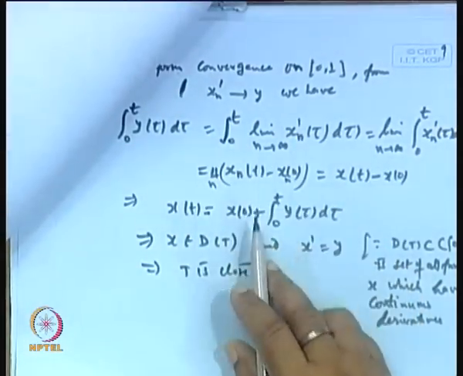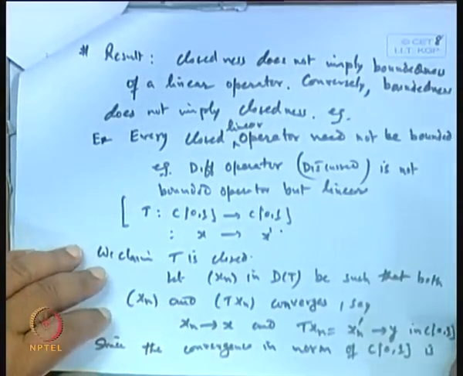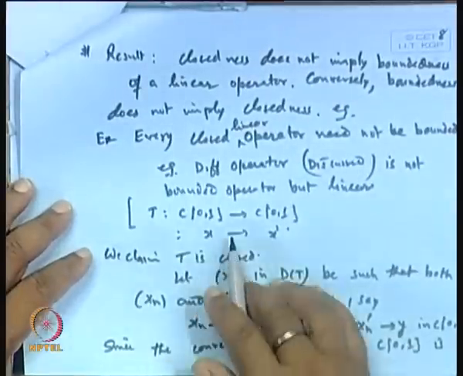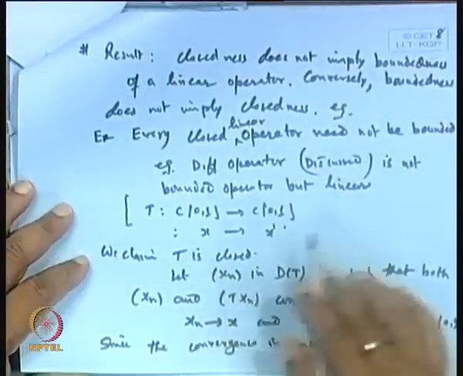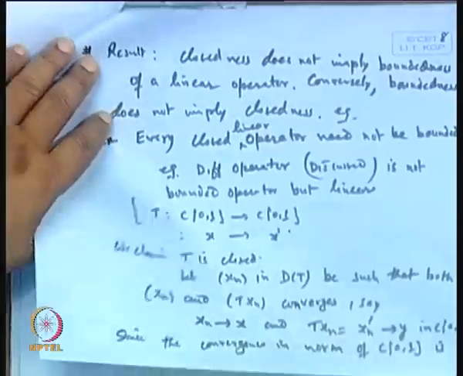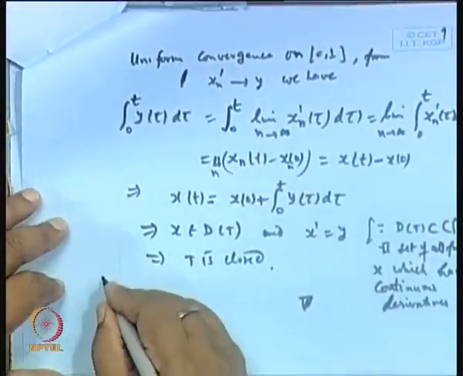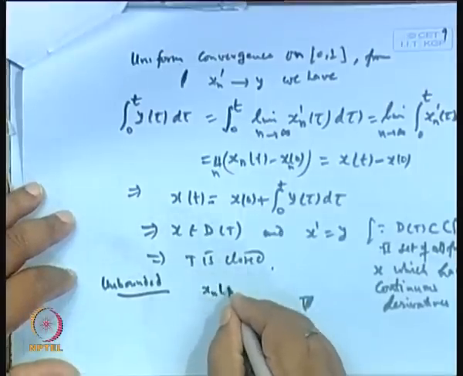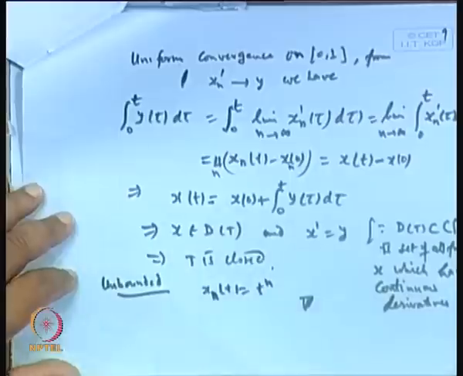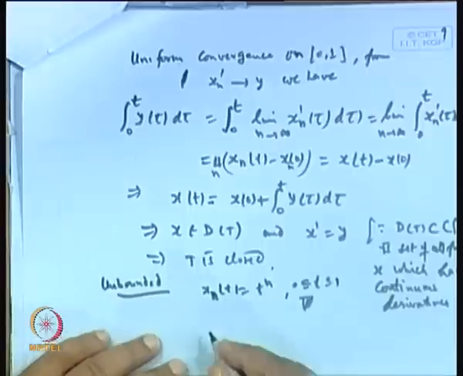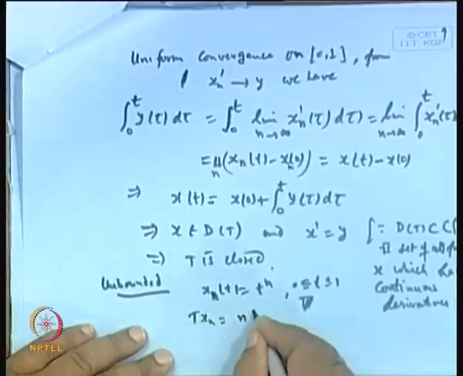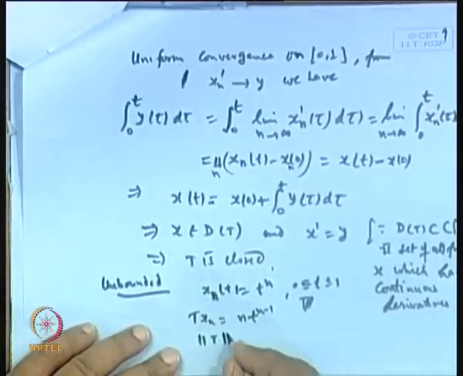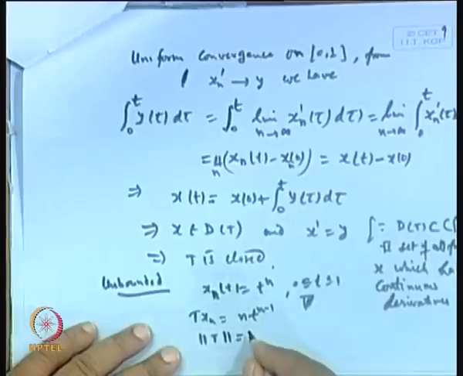If we take x_n(t) to be t to the power n, then this is an unbounded operator as we have already discussed, and this operator, however, is a closed operator, is it not? So that operator is closed we have seen, and for unboundedness here we can say unbounded operator, because if I take x_n(t) to be t to the power n, t lying between 0 and 1, then the derivative T x_n becomes n t^(n-1), and the norm of T x_n is equal to n.